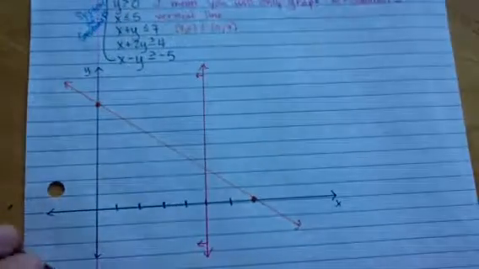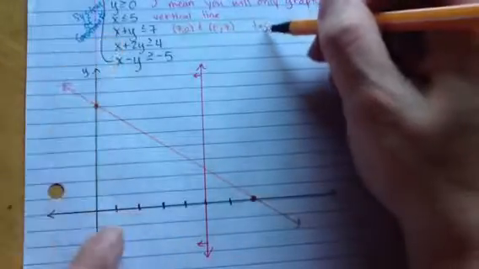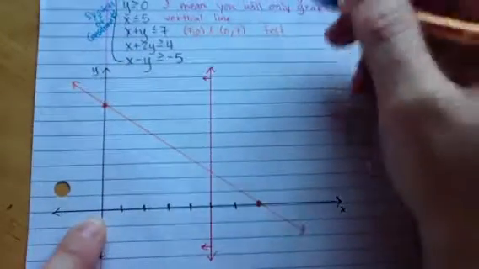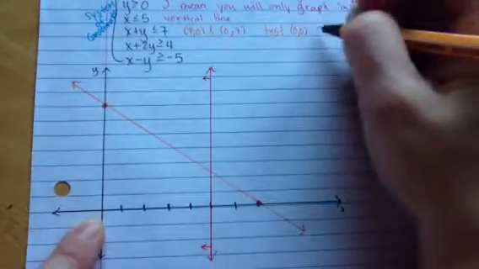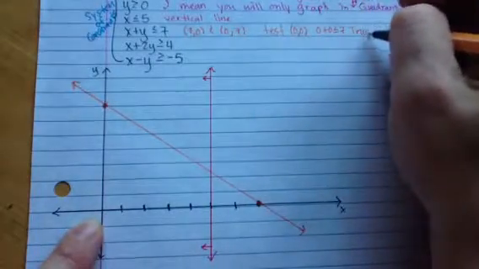I want to use a test point to see which side of that line to shade. So let's test 0, 0 since it's not on the line. So I get 0 plus 0 is less than or equal to 7, which is true. So this one will be shaded below.